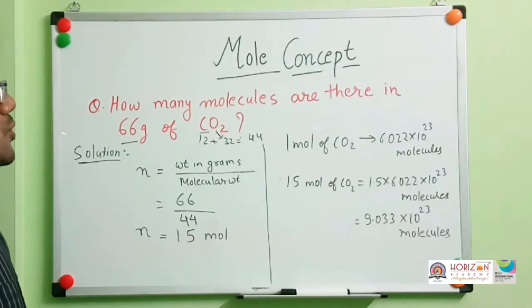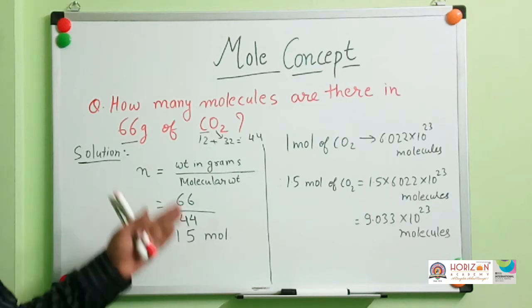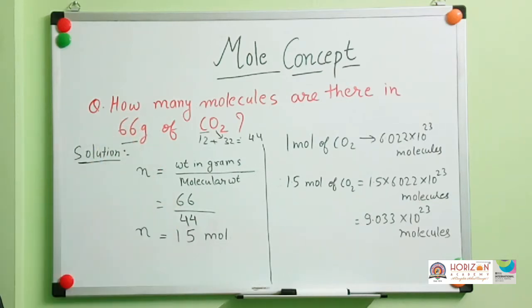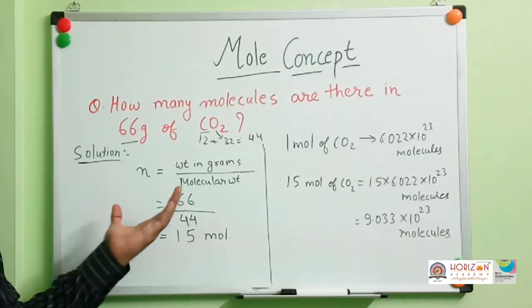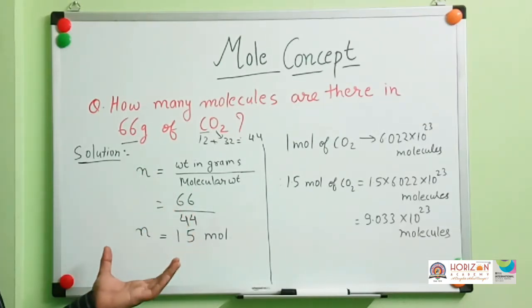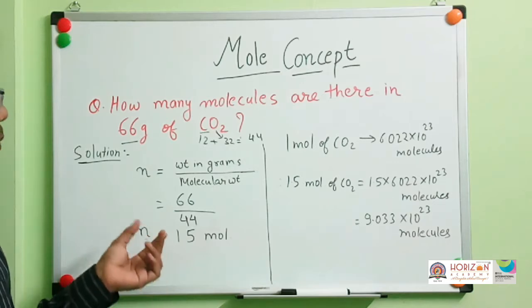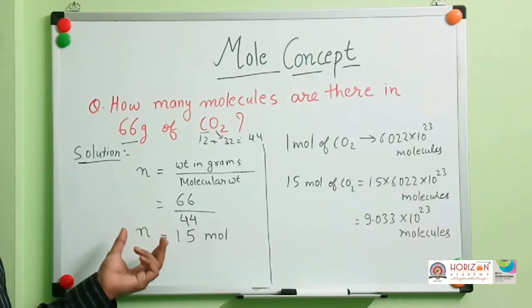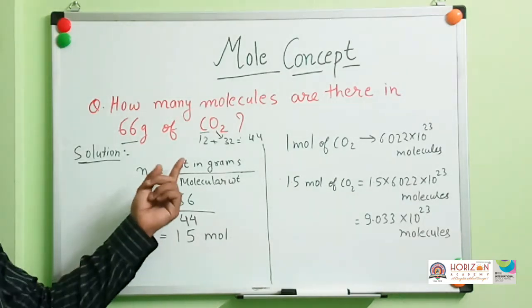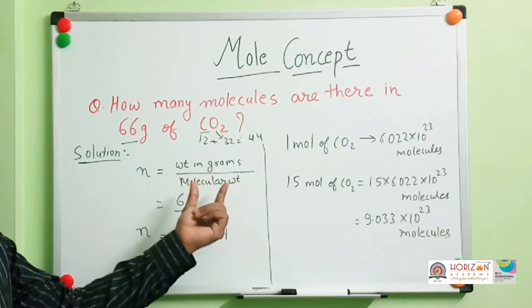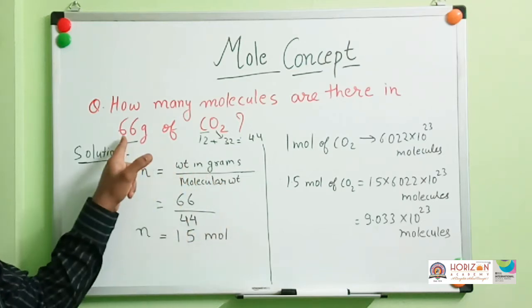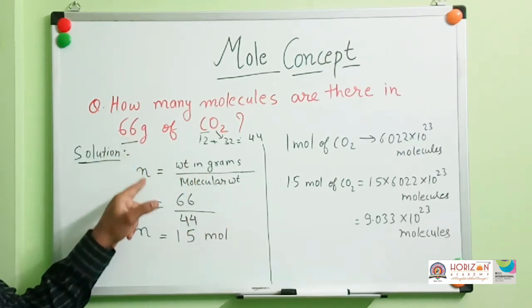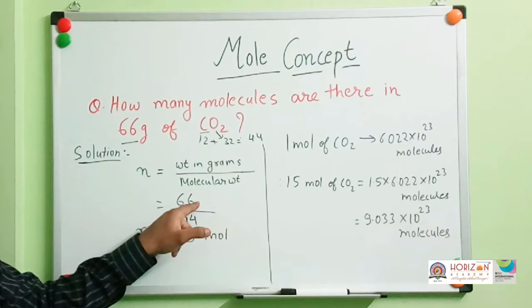So students, let us see how to calculate the number of moles and how to solve this type of problem. See, you are given: how many molecules are there in 66 gram of CO2? Directly you cannot find molecules, there are some steps. First you have to find the number of moles. The number of moles can be calculated by this formula, weight in grams upon molecular weight. Weight in grams is given in the question, 66 gram. So put the value 66 in the numerator.